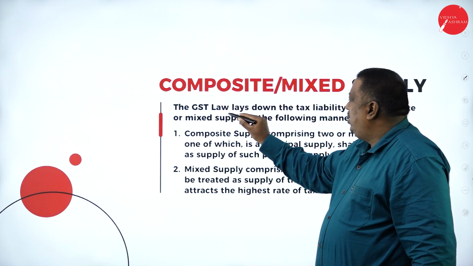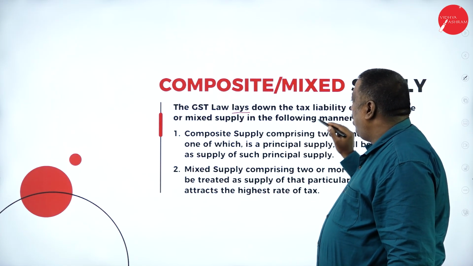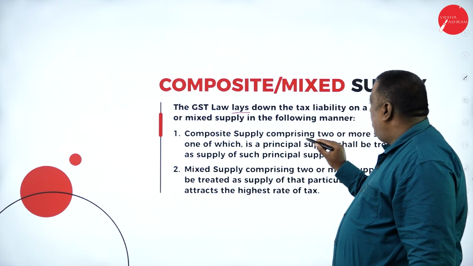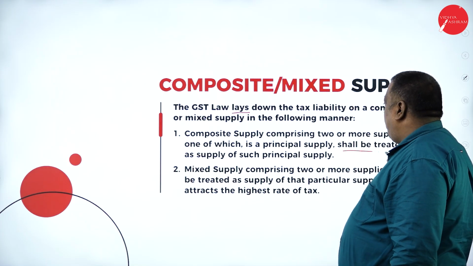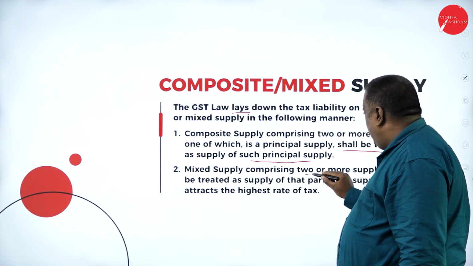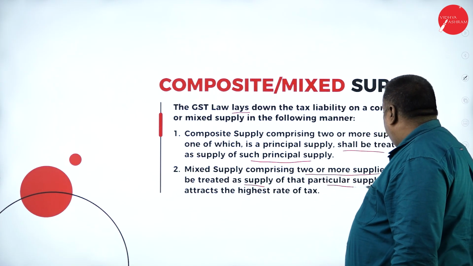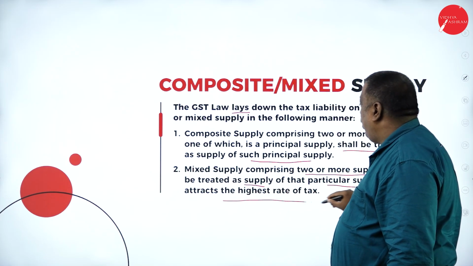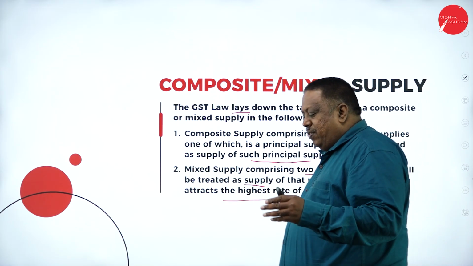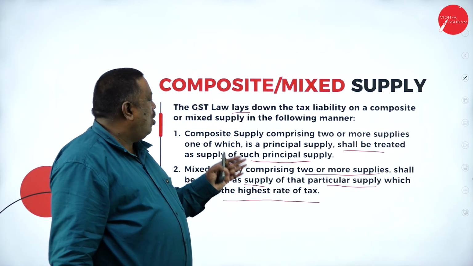Next, the GST law lays down the tax liability in a composite supply or mixed supply in the following manner. Composite supply comprising two or more supplies shall be treated as supply of such principal supply. Mixed supply comprising two or more supplies shall be treated as supply of that particular supply which attracts the highest rate of tax. By saying that, whichever highest rate of tax is there, that is applicable.